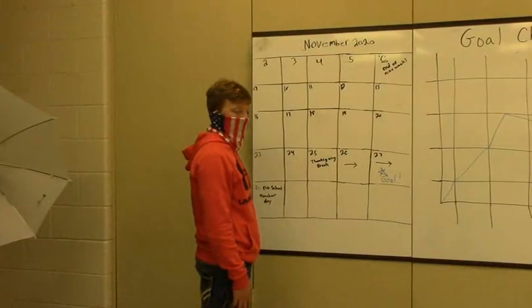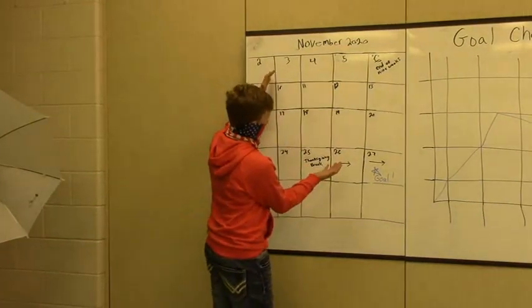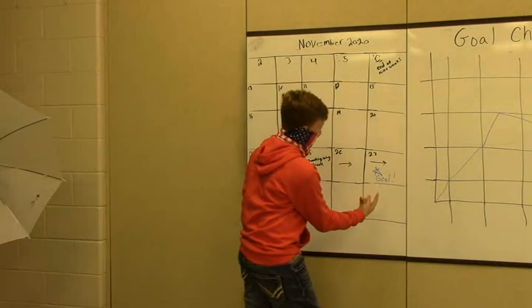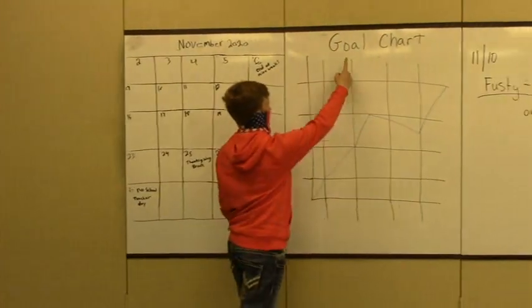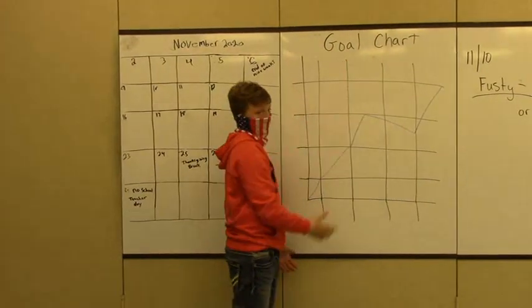Step 3. Set up a timeline. Decide how much time each step should take. Write each step on a chart or calendar. Keep track of the steps on your chart.